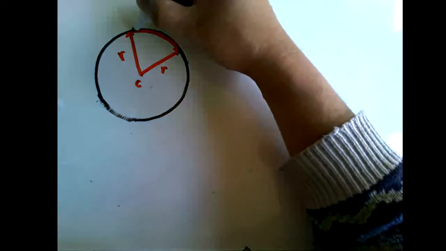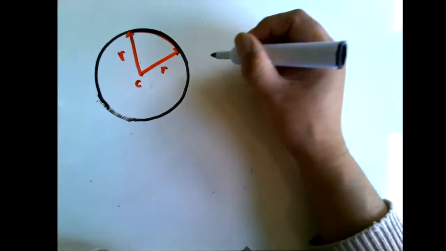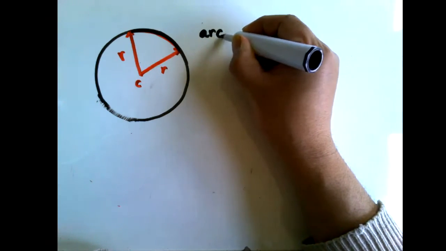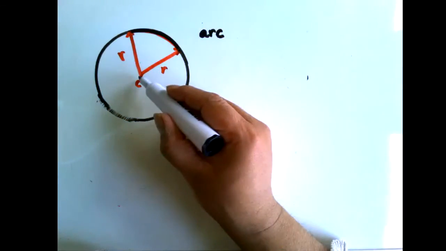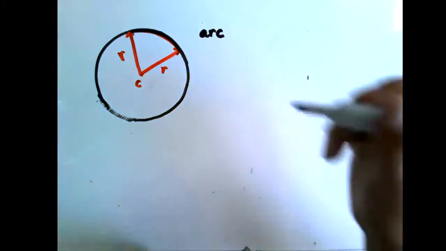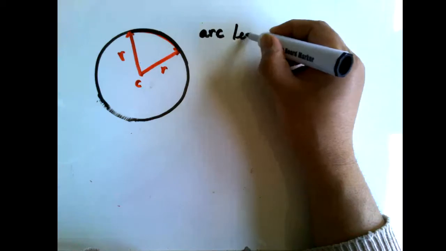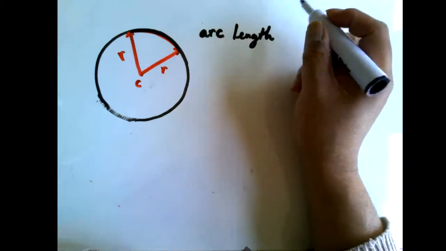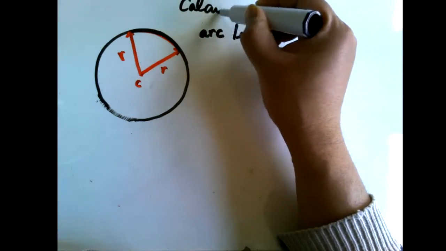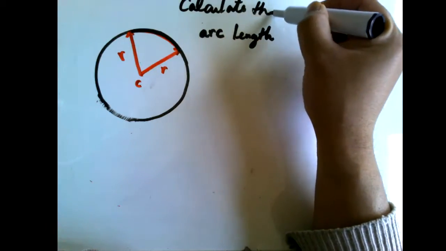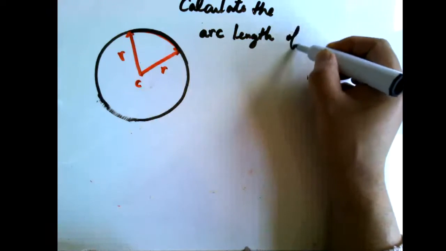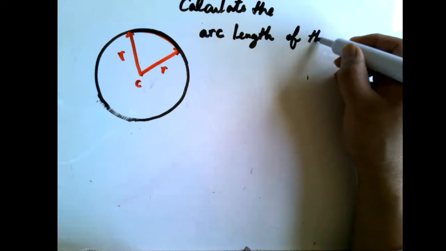And this one, that's called an arc. And you see, there's an arc, or an arc length. And of course, today that's what we're going to do. We're going to calculate the arc length of the circle.